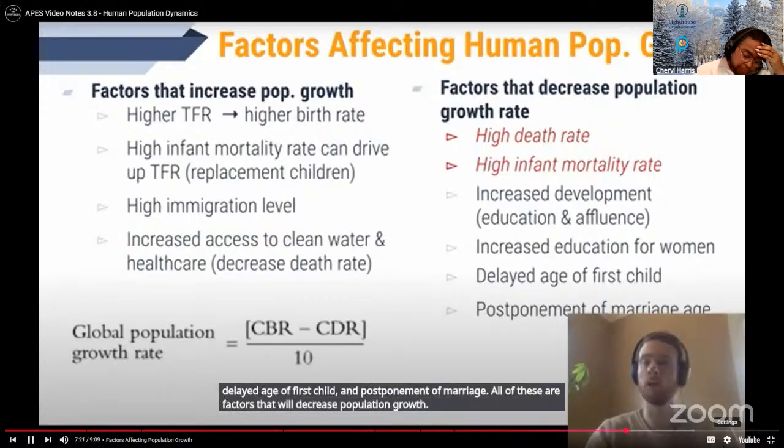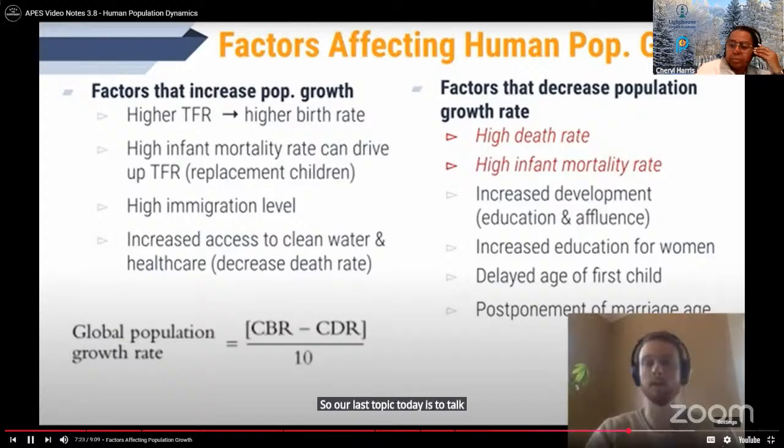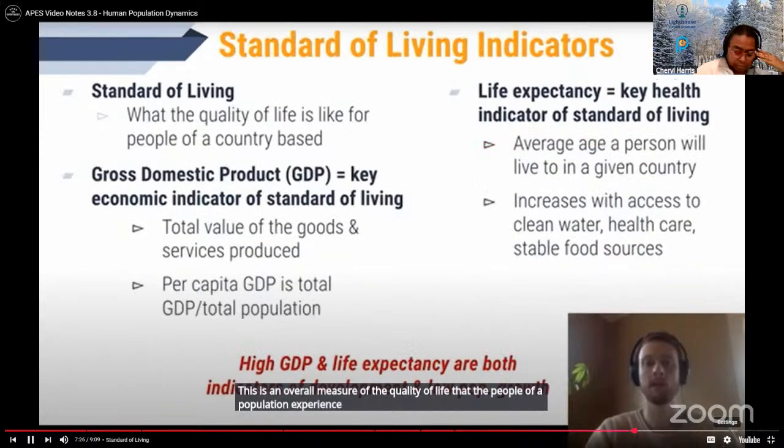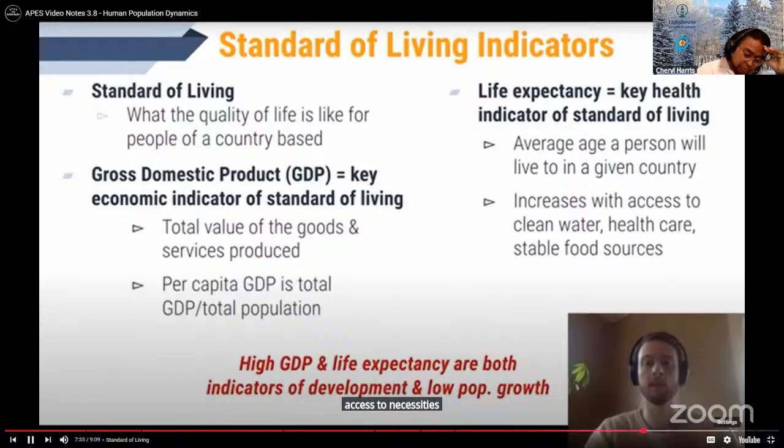So our last topic today is to talk about a concept called standard of living. This is an overall measure of the quality of life that the people of a population experience, and it's based on things like wealth, access to necessities like clean water, stable food supply, shelter, and then even comforts like heat, electricity, and access to entertainment.